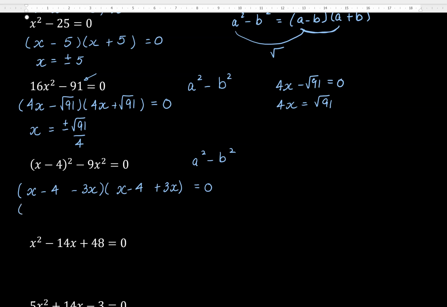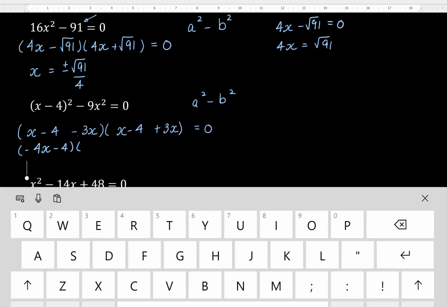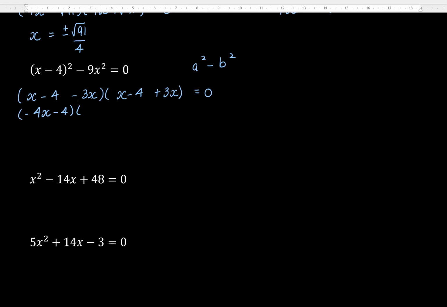So this is a lot easier to do if you can recognize difference of two squares. If you don't, you're still expanding and gathering your like terms, and then you've got a little bit of a hideous expression to factorize. All right, let's tidy up. What's x take 3x? That's going to be minus 4x, take 4. And then we've got the next one to simplify. x plus 3x is 4x, and then we've got take 4.